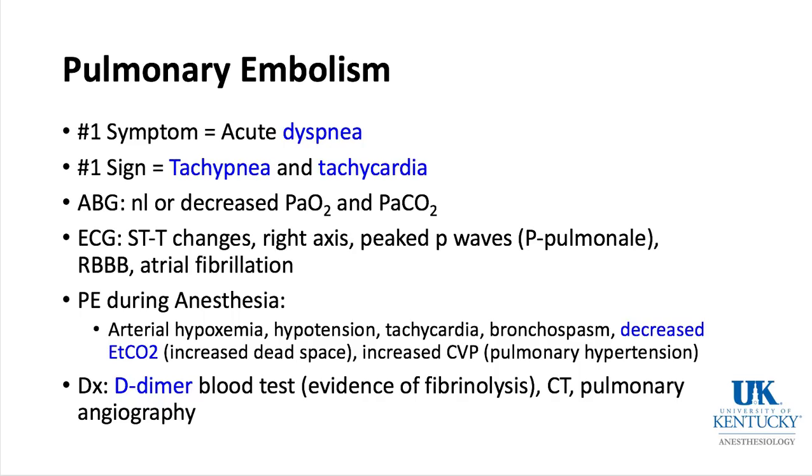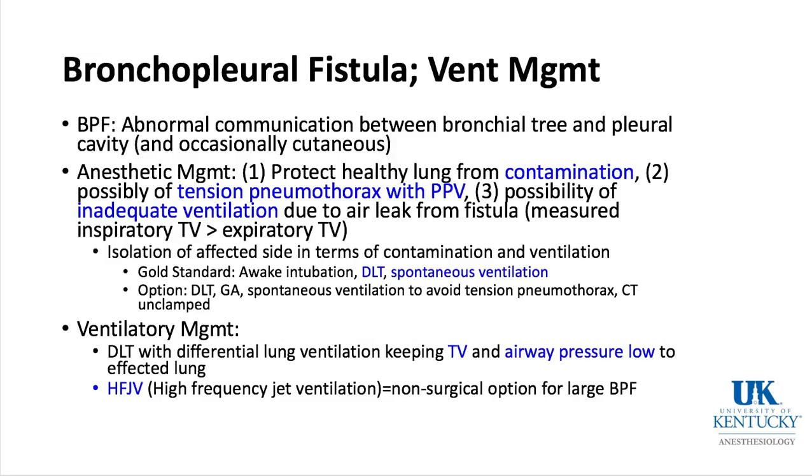Diagnosis of pulmonary embolism is often done by CT as well as clinical findings, but a D-dimer blood test can be used to show evidence of fibrinolysis that's occurring. If D-dimer is high with these other symptoms present, and CT evidence of a thrombus sitting out there in the pulmonary artery, those would be classic findings in a patient with PE. Bronchopleural fistula ventilatory management is the next key word.